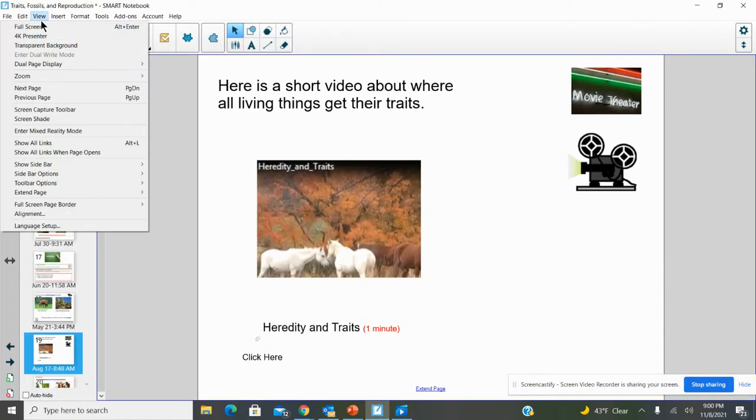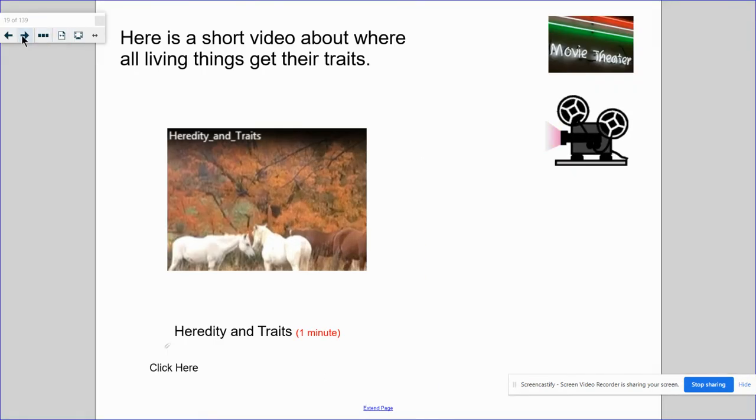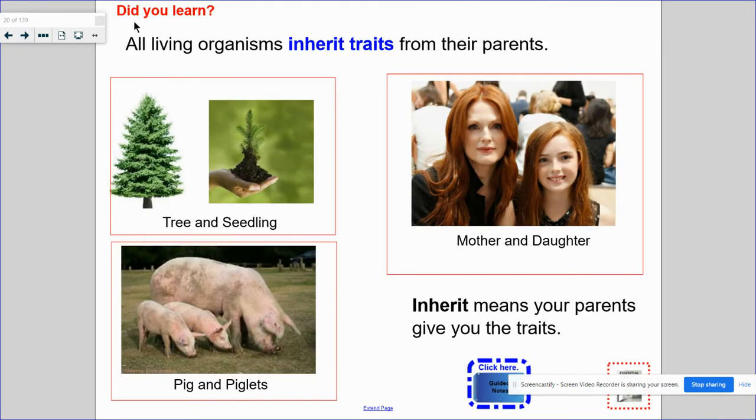Okay, I'm just going to head back to the Smart Notebook. All right, so I hope you were able to get a little bit of a better idea of where traits come from and how heredity works and connects to traits or characteristics. So, did you learn all living organisms inherit traits from their parents?